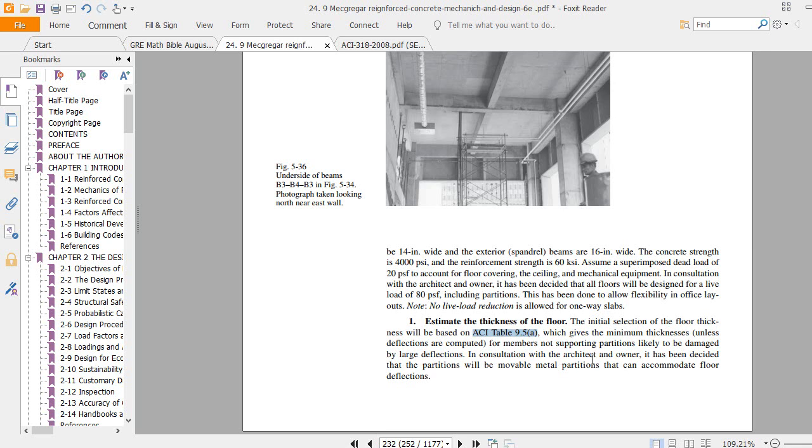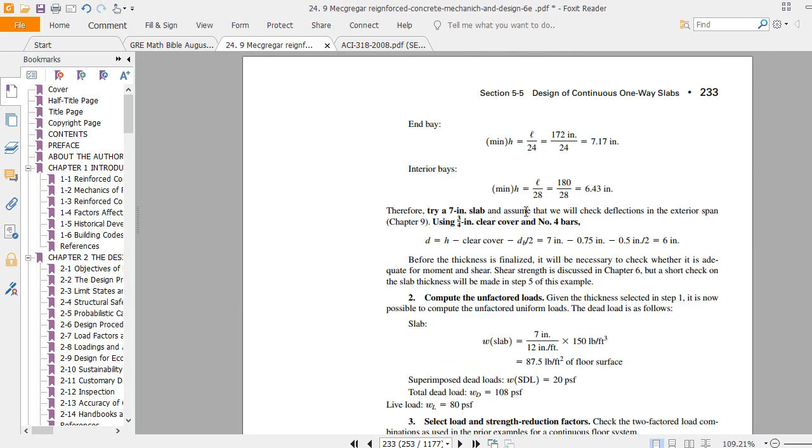In consultation with the architect and owner, it has been decided that the partitions will be movable metal partitions. This statement is very important. Whenever you are fixing the thickness of your slab system, it is very important that you must consult with your architect and with your owner, and then you need to fix the thickness.